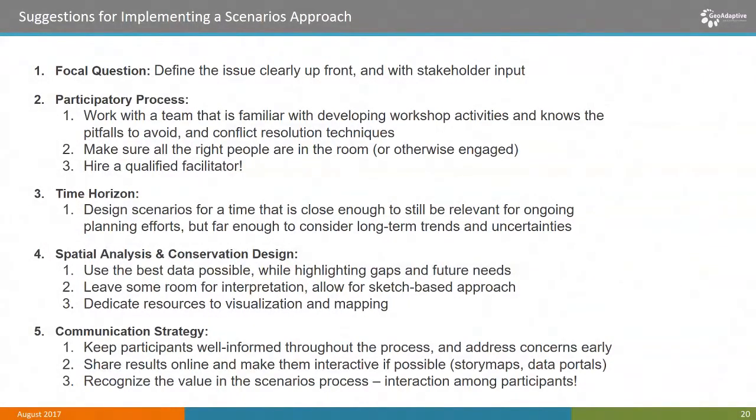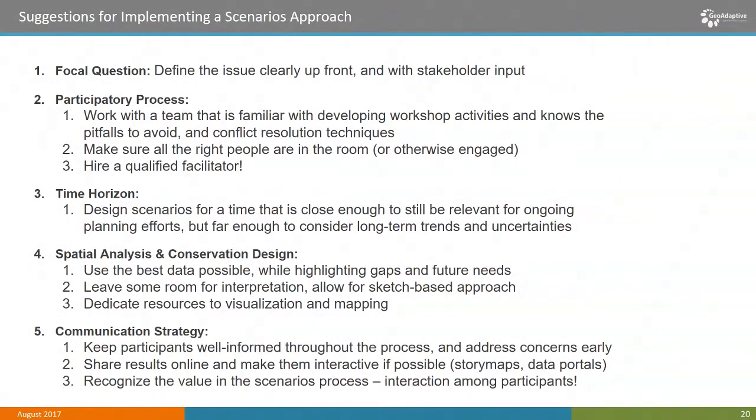Sharing the results of your project and process online, making them interactive if possible. We've developed story maps for some of our work, letting people sort of walk through the process and zoom in and out on the maps to see the results, as well as providing data portals to download some of the key outputs of the analysis.